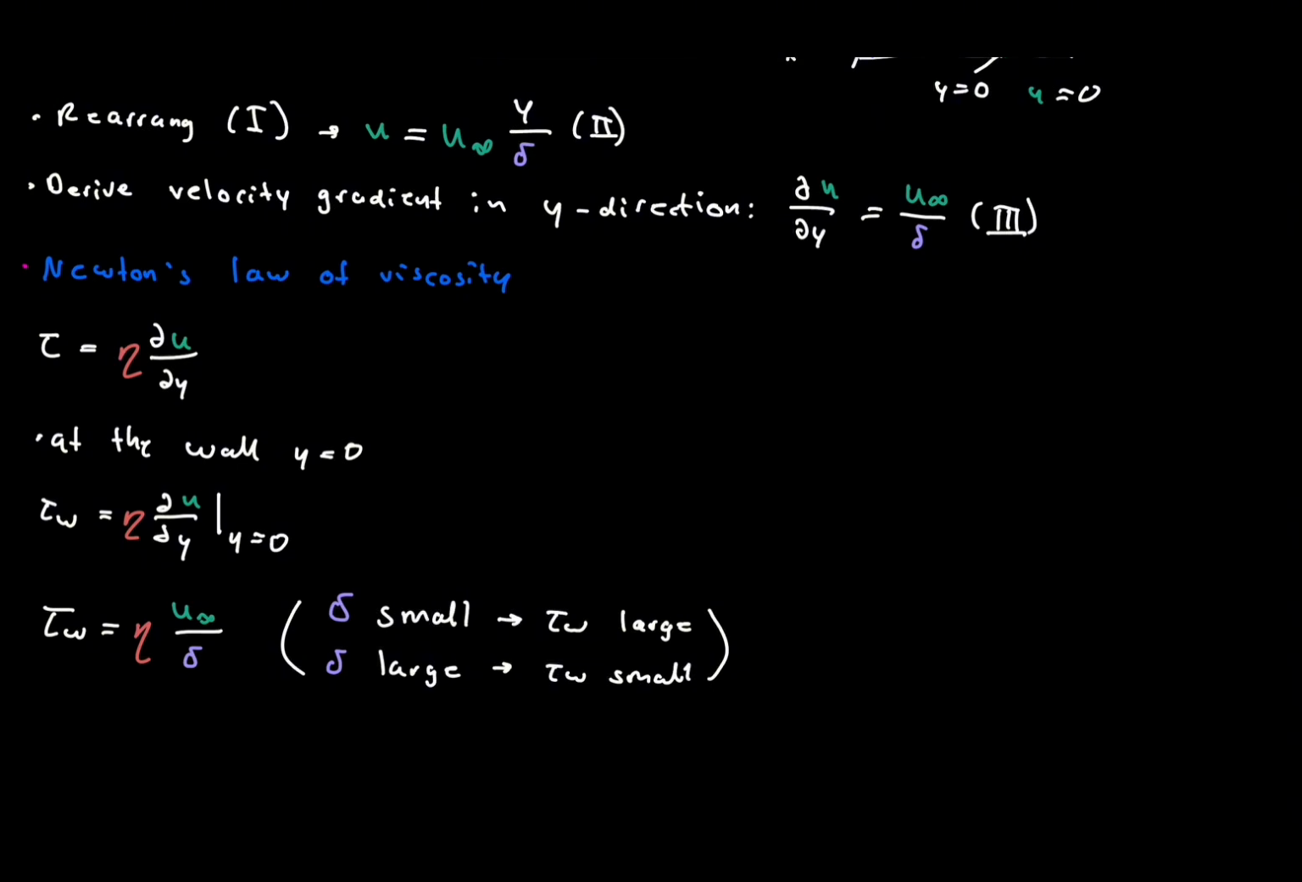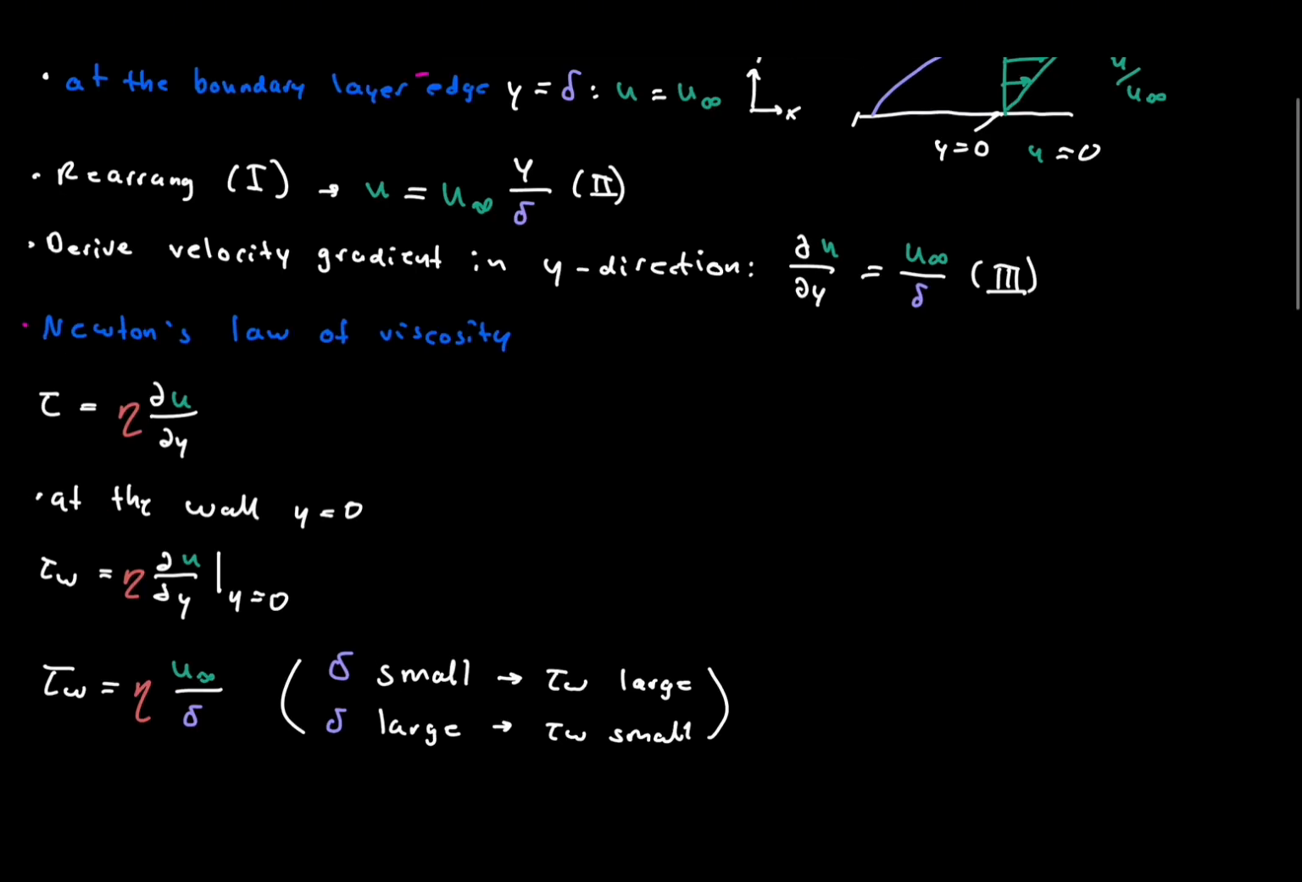This also tells us what happens along the plate. As we move downstream, the boundary layer grows. That means delta increases. So the wall shear stress decreases. In other words, the wall shear stress is largest near the leading edge and becomes smaller farther downstream. That is an important physical trend in laminar boundary layers.